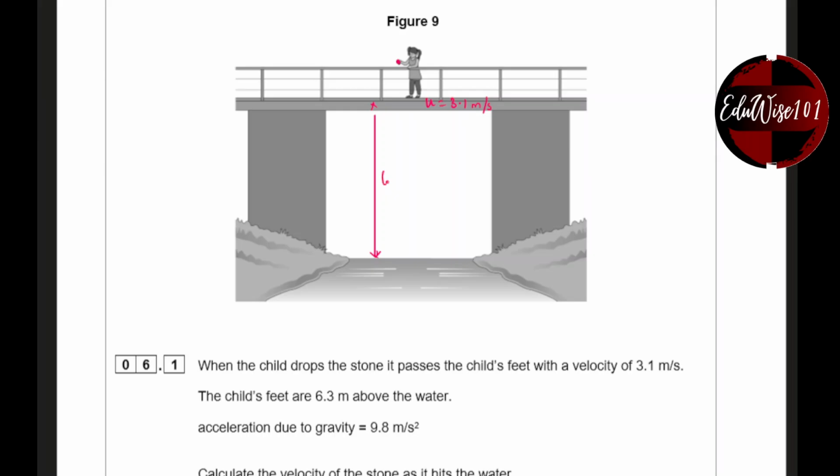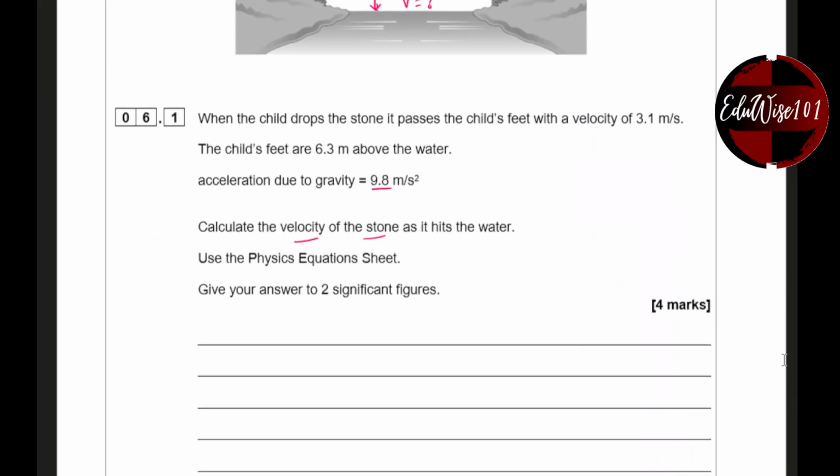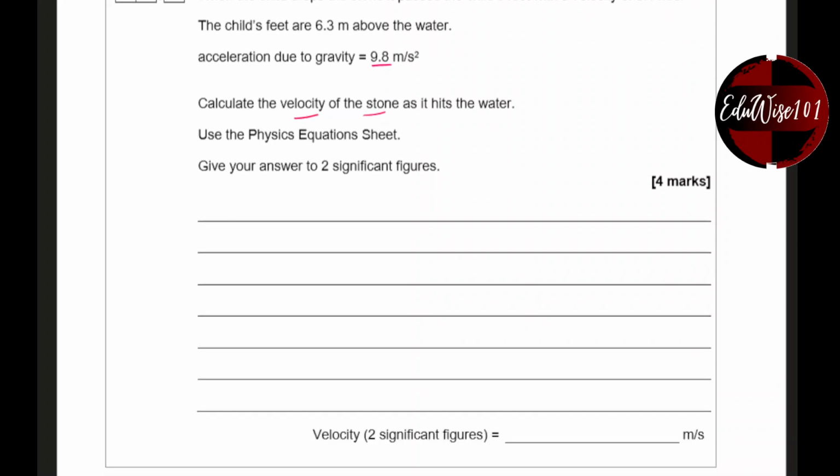And that's 6.3 meters. And they are asking for the final velocity. Calculate the velocity of the stone as it hits the water. So final velocity is what they are asking. Acceleration due to gravity is 9.8. So 6.3 is the distance. Use the equation. So you have to use one of the SUVAT equations for this, which is v squared minus u squared equals 2as.